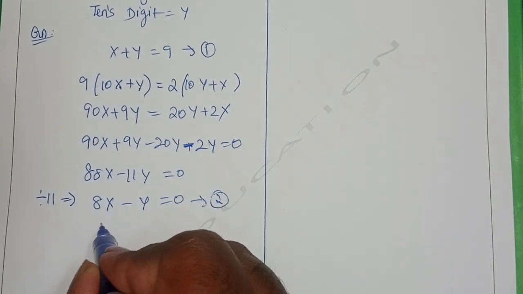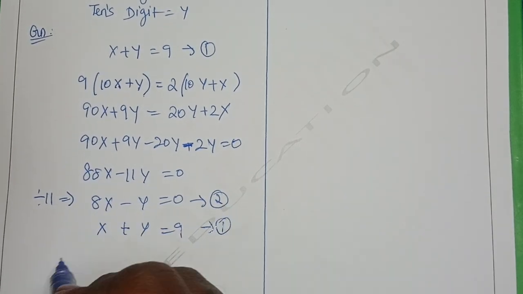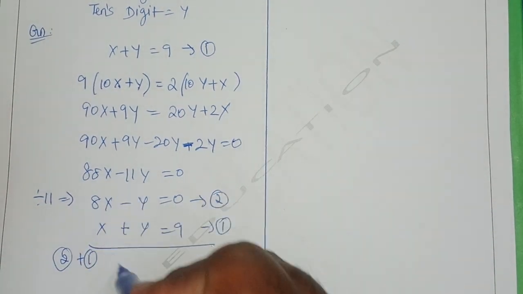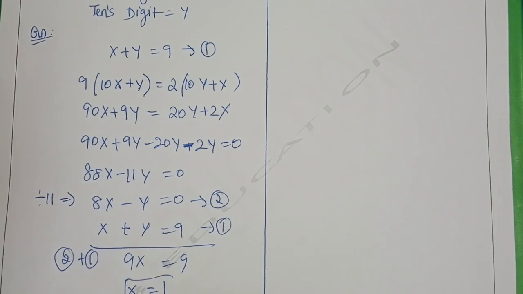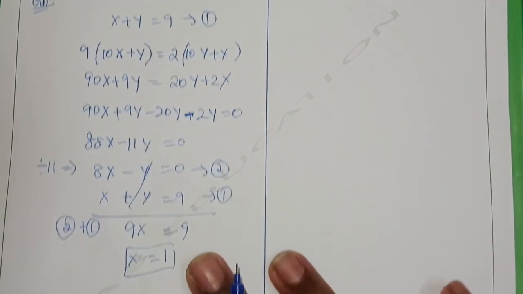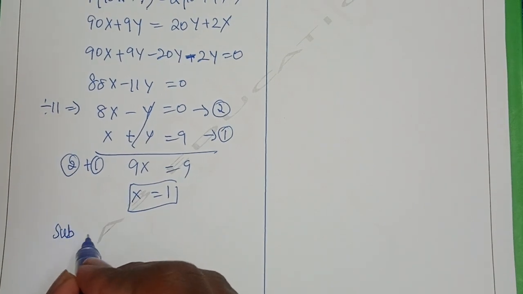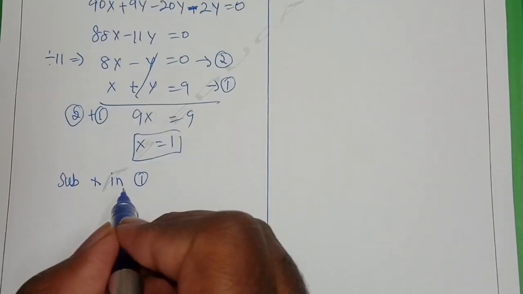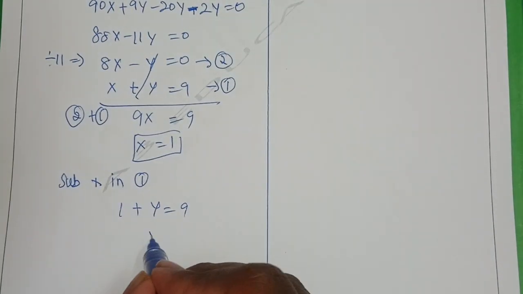I write equation number 1 as such. Therefore I add both the equations, and adding we get 9x equal to 9. Therefore x is equal to 1. The y gets cancelled. Next step, substitute x in any of the equations. I will be substituting in equation 1. Therefore x plus y equal to 9, 1 plus y equal to 9. Therefore y equal to 8.